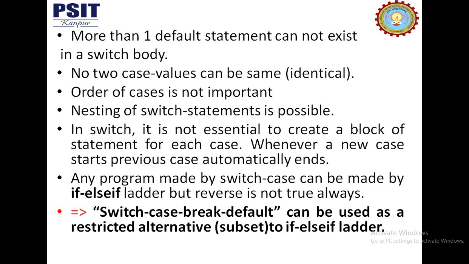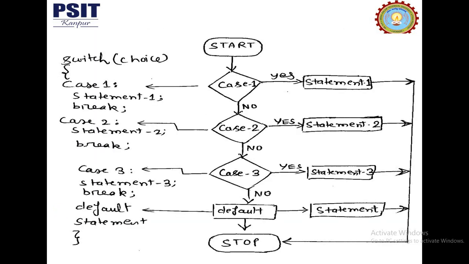So switch, case, break, default is a combination of keywords that is used together and can be used as a restricted alternative, a subset of the if-else-if ladder. If-else-if has all kinds of comparison possibilities, less than, greater than, all these things, but switch case has only double equal to. That means whatever value you have obtained from the result of the switch expression will be compared with case numbers. So with case first, you are doing an equality operation, double equal to. Not less than, not greater than. You cannot do this.